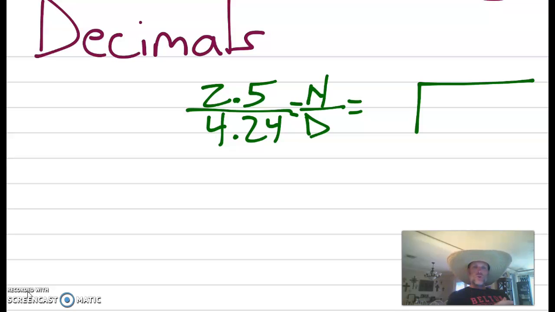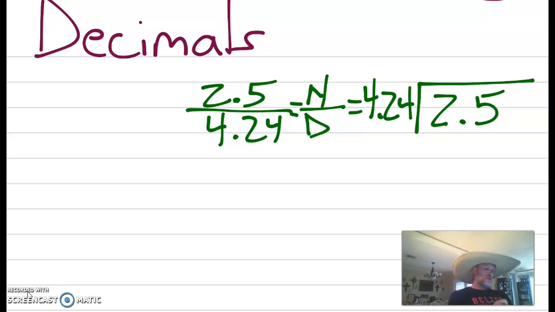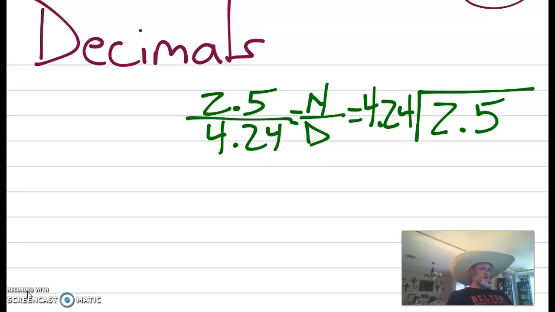So inside goes the numerator, Norman. All right? So that would be 2 5/10. Okay? Your donkey goes outside, which would be 4 2400ths. Here's the problem. We cannot have a donkey that is not whole. What I mean is the number on the outside, which is called the divisor, cannot be a rational number like that. It has to be a whole number.